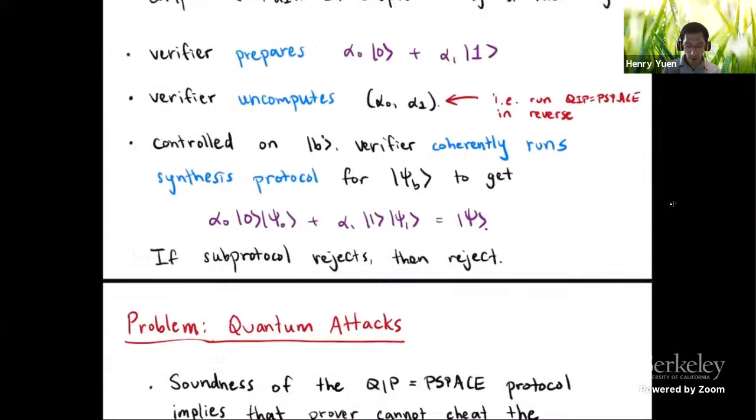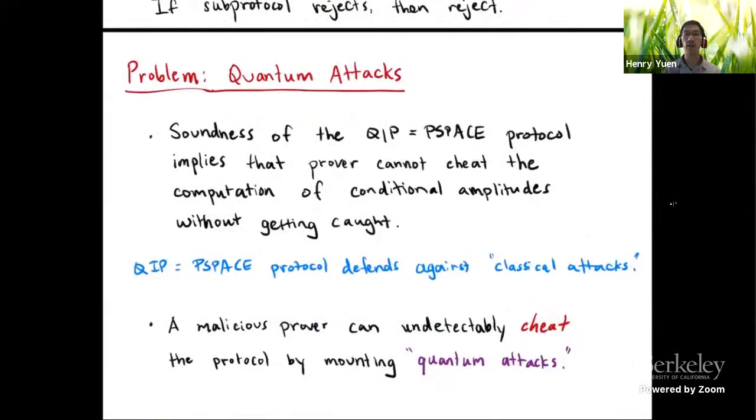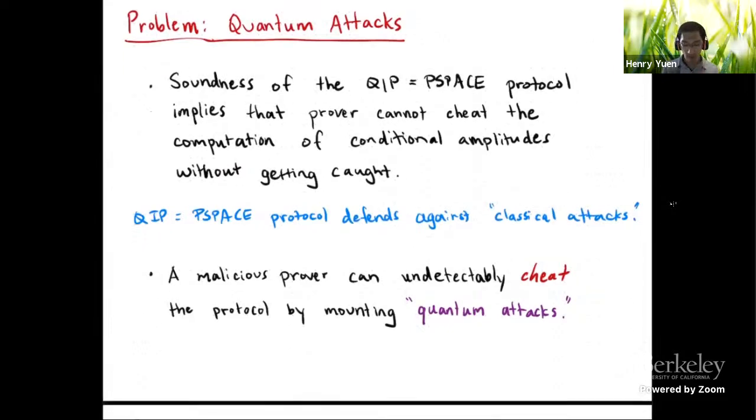All right, so there are some problems with this. The problem is that since the prover is untrusted, it can be adversarial, and it knows we're trying to compute these amplitudes, and knows that we're trying to construct a state. So it might try to adversarially perform some quantum attacks on the protocol and get us to accept and generate a state that's different from our target state.